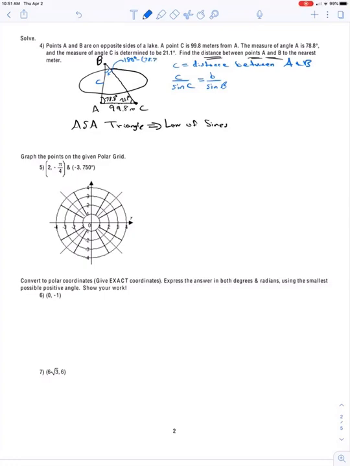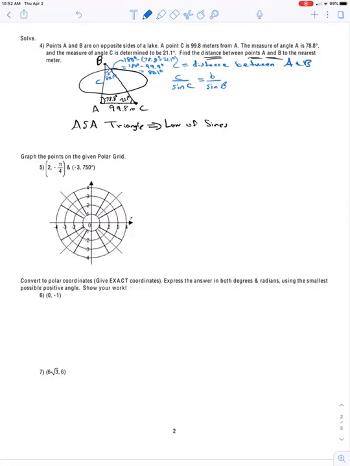So 78.8 degrees plus 21.1 degrees, which is equal to what? 180 minus 99.9 degrees. We want to show our work. Which is equal to what? 80.1 degrees. So B, we've now got it, 80.1 degrees. So we draw that in there for angle B.